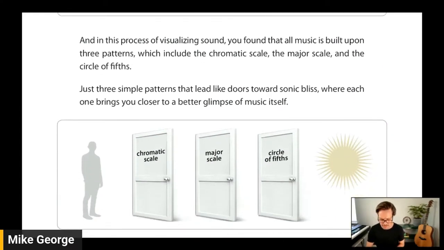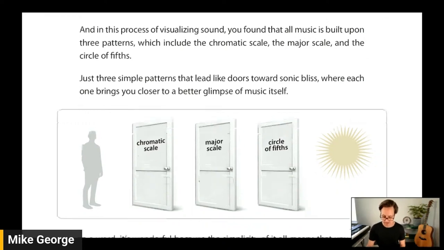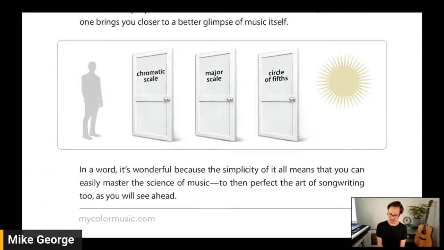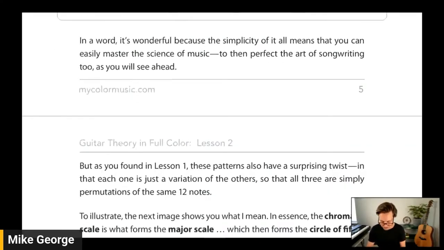And in the process of visualizing sound, you found that all music is built upon 3 patterns, which include the chromatic scale, the major scale, and the circle of fifths. Just 3 simple patterns that lead like doors towards sonic bliss, where each one brings you closer to a better glimpse of music itself. In a word, it's wonderful because the simplicity of it all means that you can easily master the science of music to then perfect the art of songwriting too, as you will see ahead.